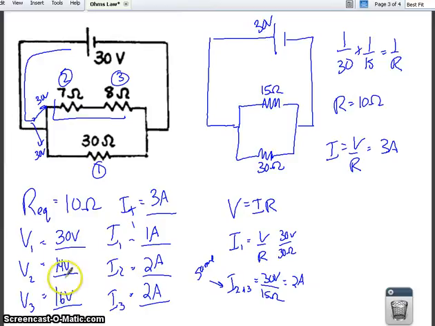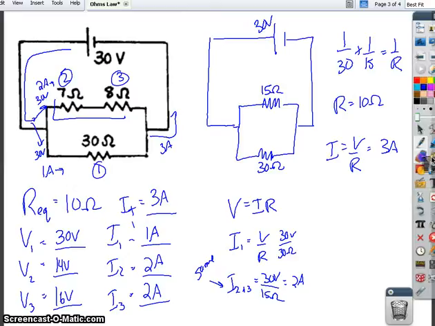Notice 14 and 16 add up to 30. Notice that we have 2 amps going in this way, and 1 amp going in this way, which adds up to our total of 3 amps. So notice how all of our rules are starting to come together. The voltages in series add up to the total. The currents in parallel add up to the total. Very important to know these rules.